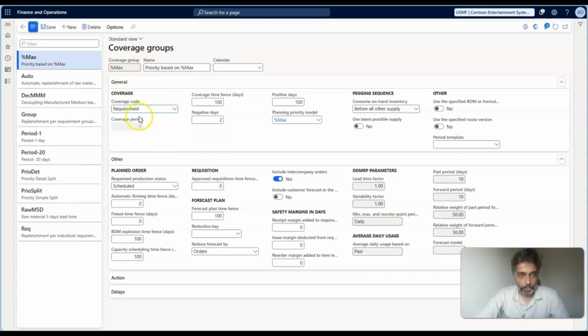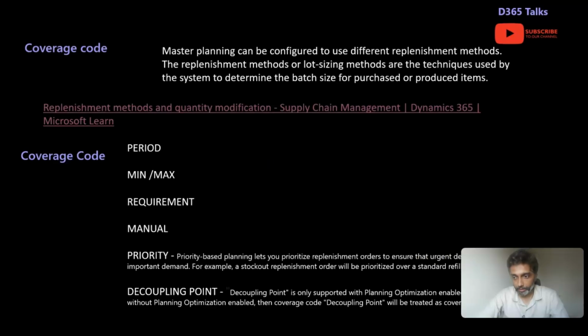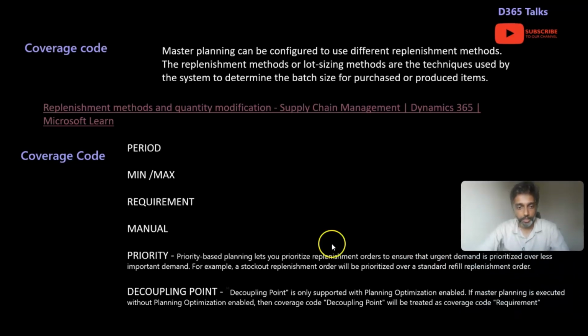So that's about coverage code, and we have two more coverage codes, which are priority and decoupling point. Let me get back to the slide. Priority-based planning lets you prioritize replenishment orders to ensure that urgent demand is prioritized over less important orders. Let's say you have a replenishment order, but at the same time you have a stock-out situation for a specific item. In those cases, if you want to prioritize specific items, you need to go for the coverage code as priority, because this is generally used in demand driven material requirement planning.